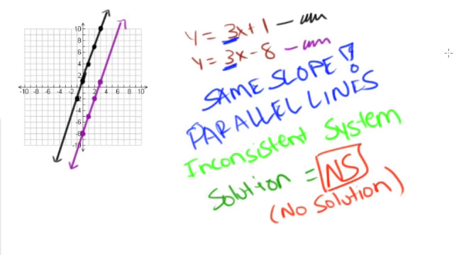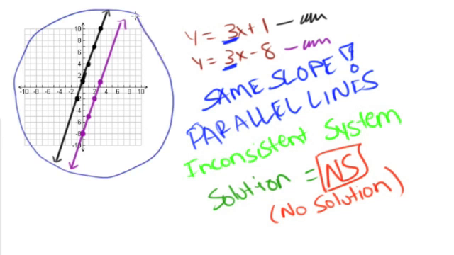As you can see, these are the three types of systems, and this is how you use the graphing method to solve a system of equations. This is one of 5 ways to solve a system of equations.